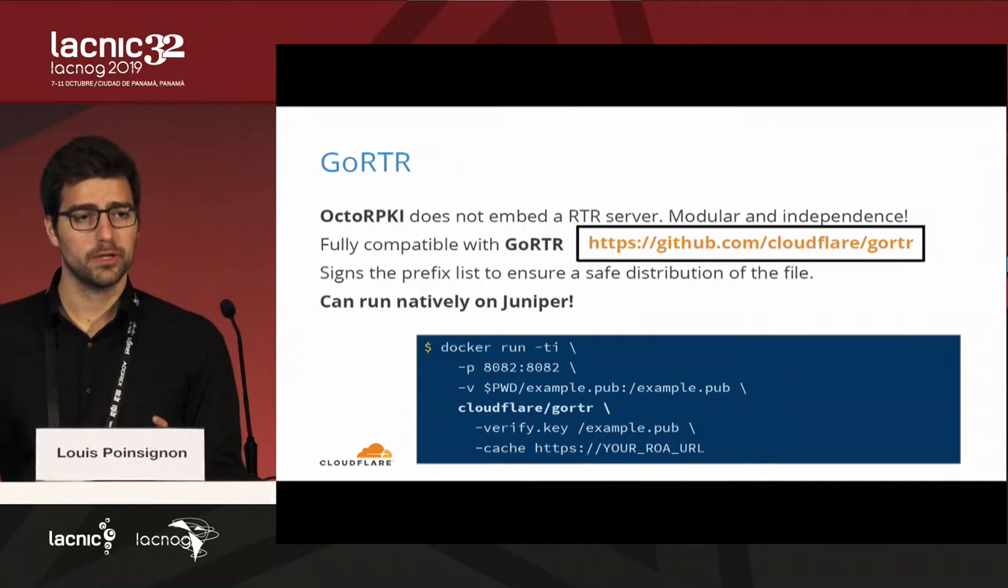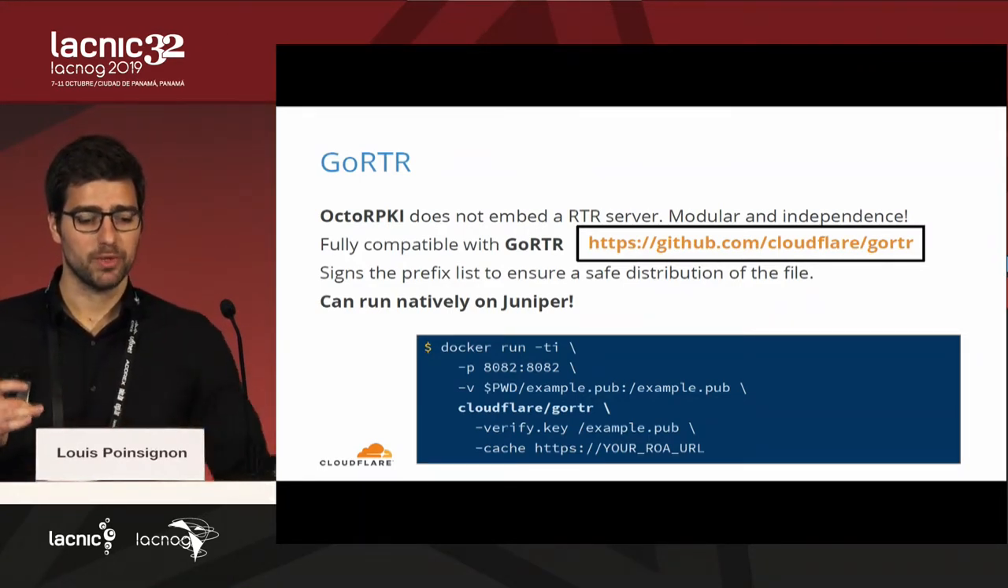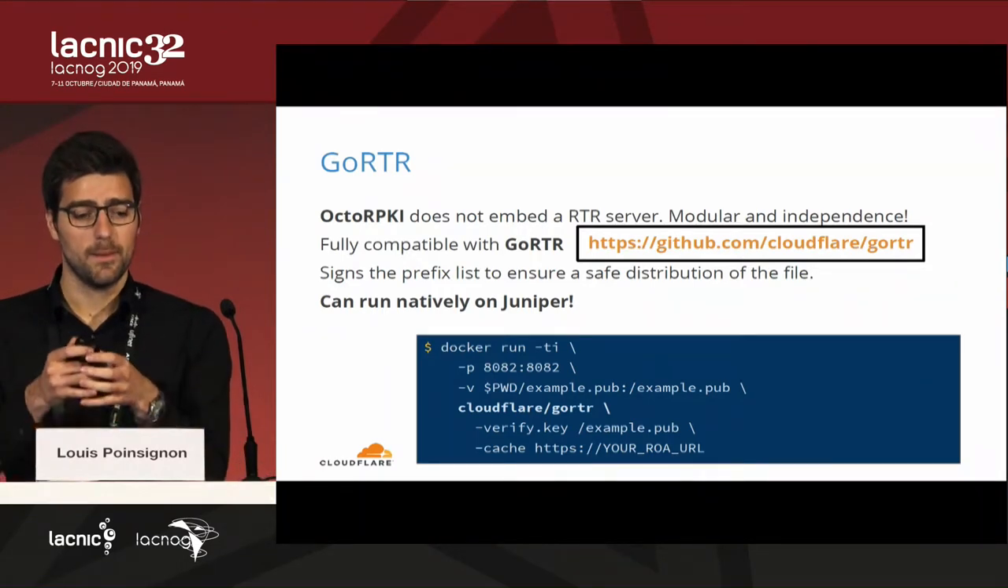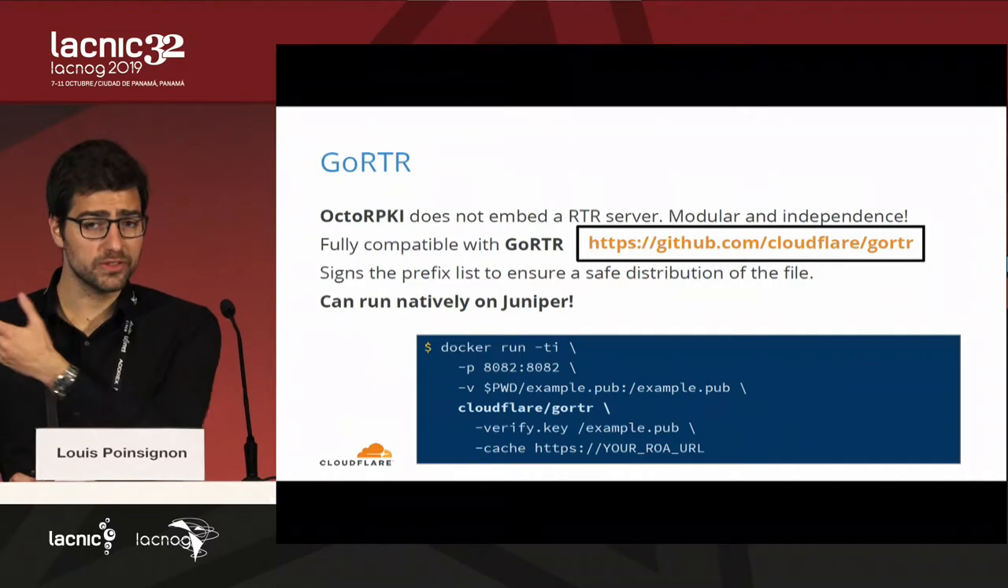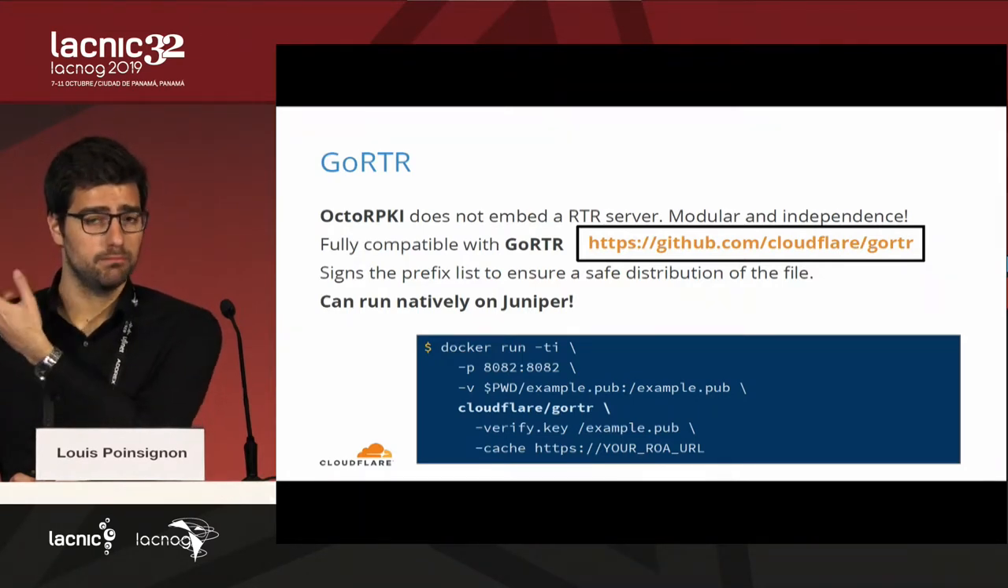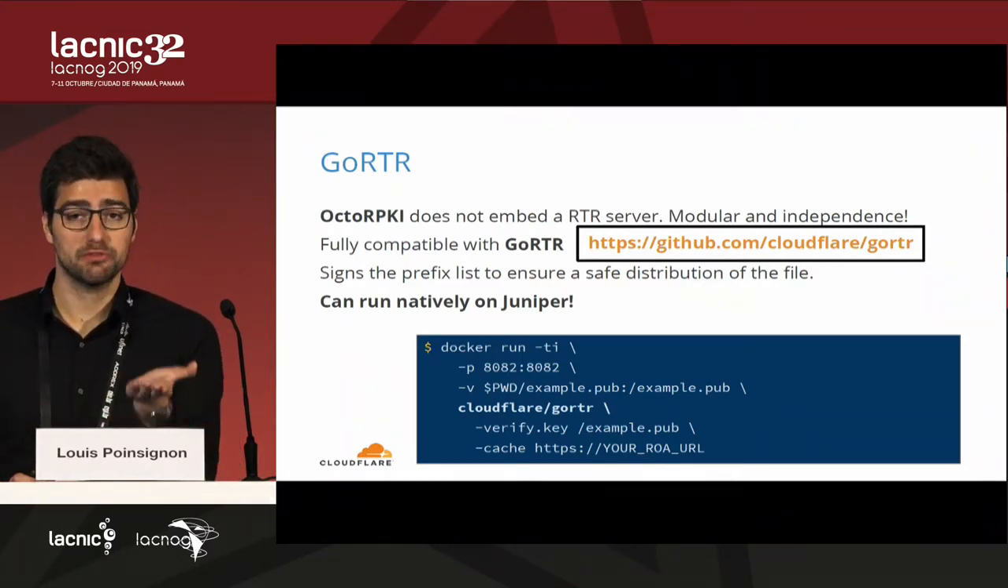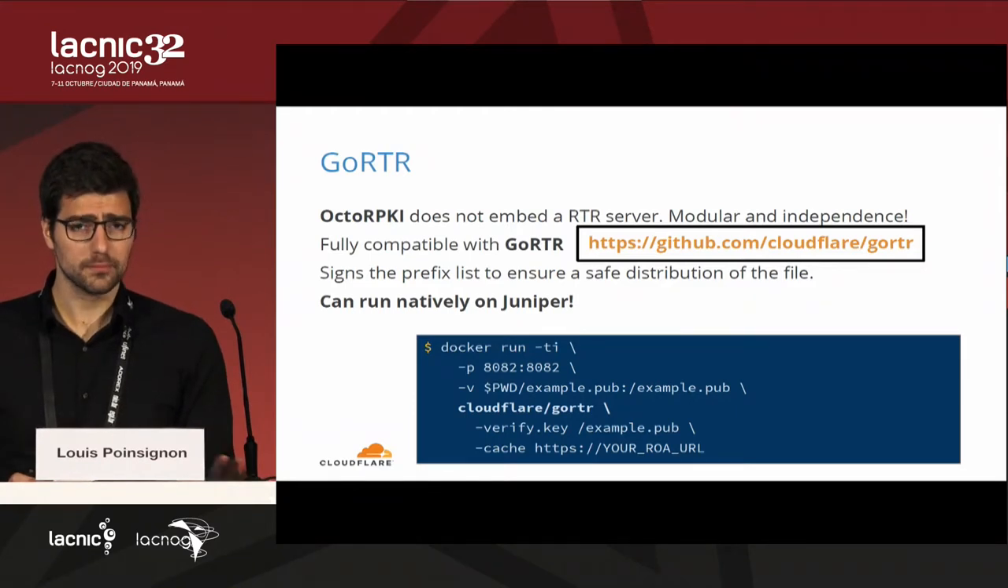So you can deploy GoRTR, and it's going to be very little. You can deploy it everywhere and connect to one Octo RPKI, which takes more compute resources. It's very simple to run. It runs in Docker. You can deploy it with this simple command line. Some people have even tried to run it natively on Juniper, and it worked.